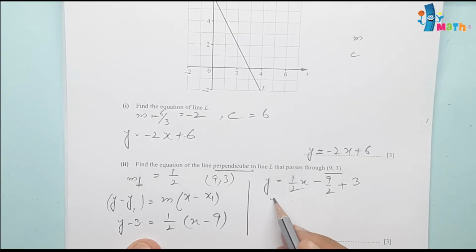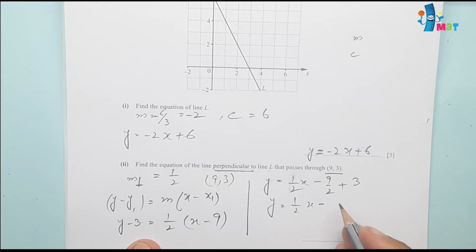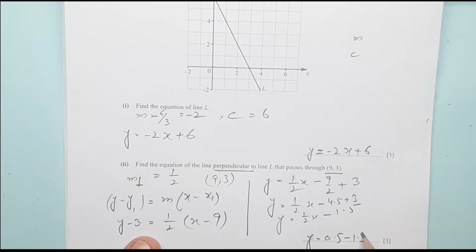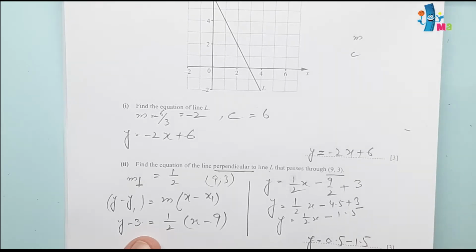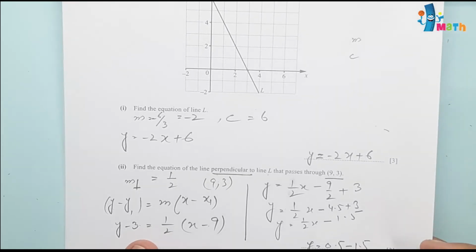So this will be y is equal to 1/2 x minus 4.5 plus 3. So the final equation will be y is equal to 1/2 x minus 1.5. So we can write y is equal to 0.5x minus 1.5. So this will be our final equation.